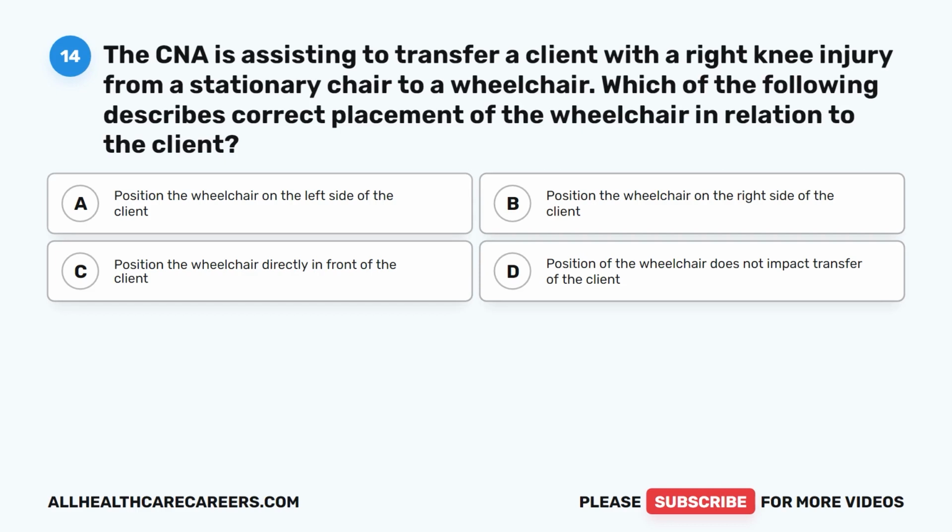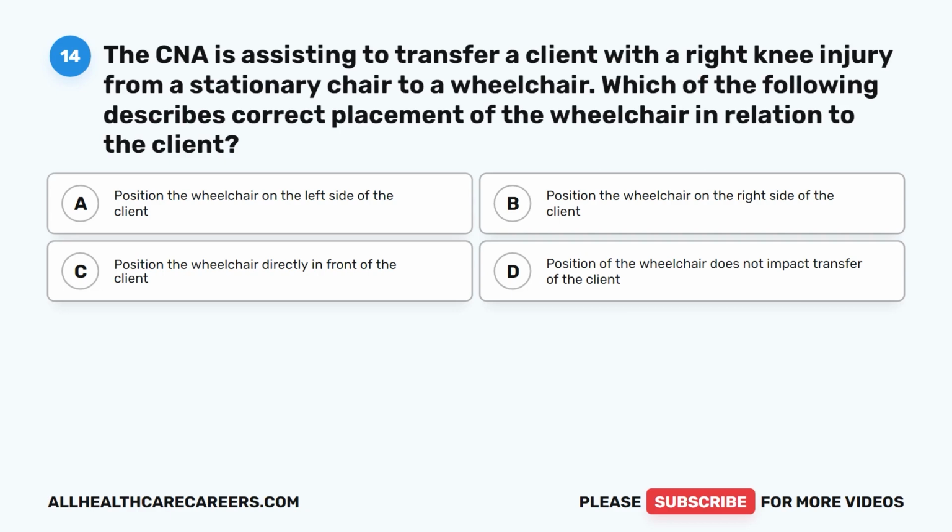Question 14. The CNA is assisting to transfer a client with a right knee injury from a stationary chair to a wheelchair. Which of the following describes correct placement of the wheelchair in relation to the client? A. Position the wheelchair on the left side of the client. B. Position the wheelchair on the right side of the client.